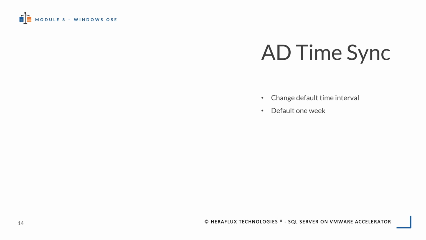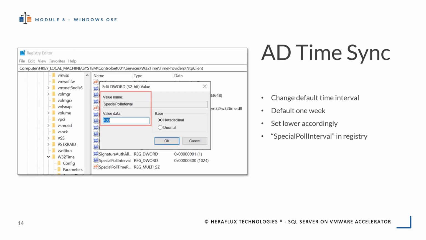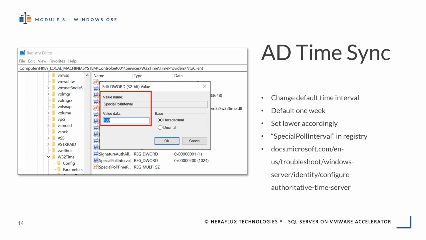The default value is set to 1 week, which in some highly active virtual environments is not fast enough. Take a look at the registry setting on the screen for a setting called Special Poll Interval to set a special polling interval to increase this time frequency. See the link on the screen at Microsoft.com for more details.